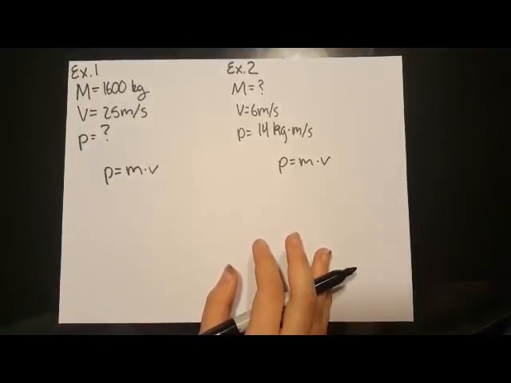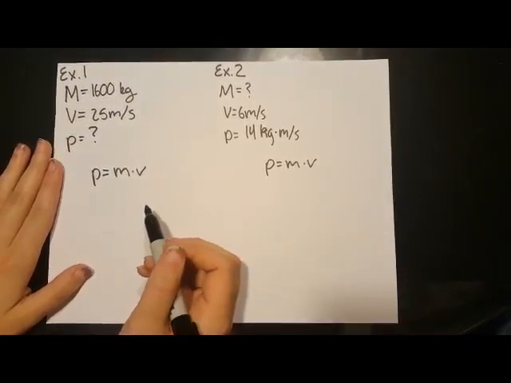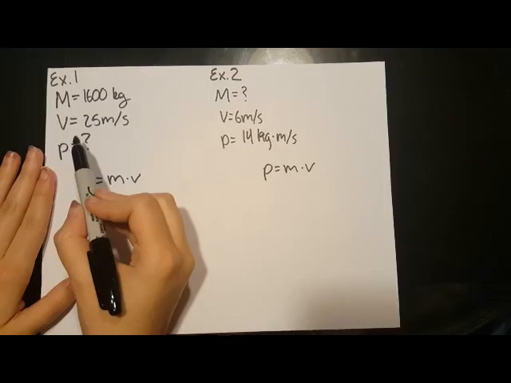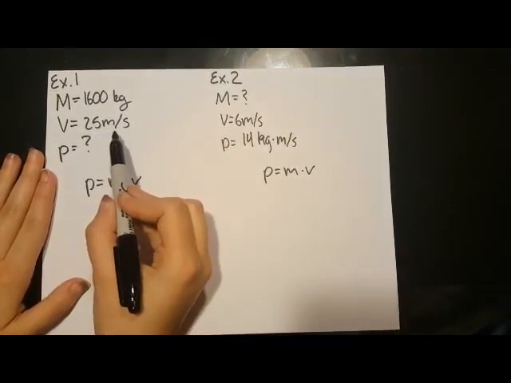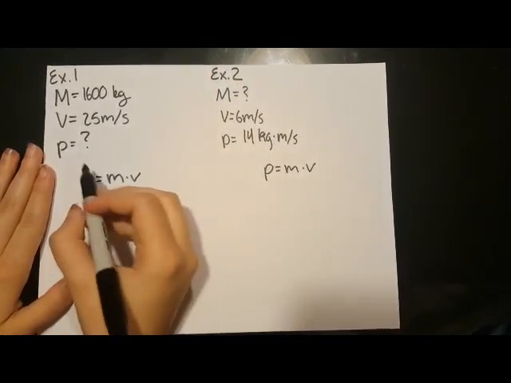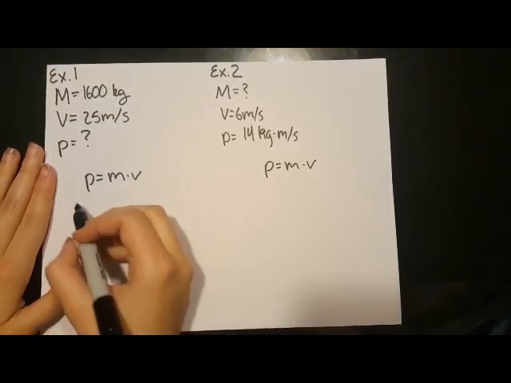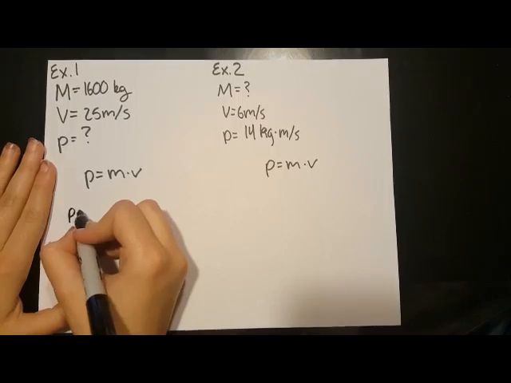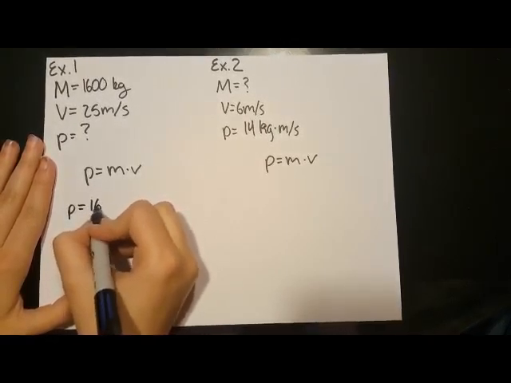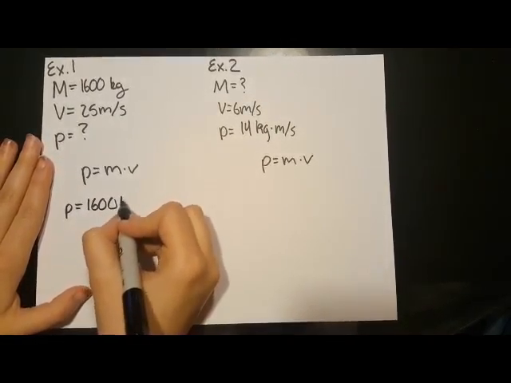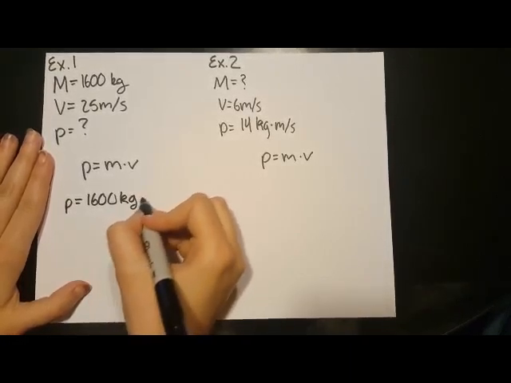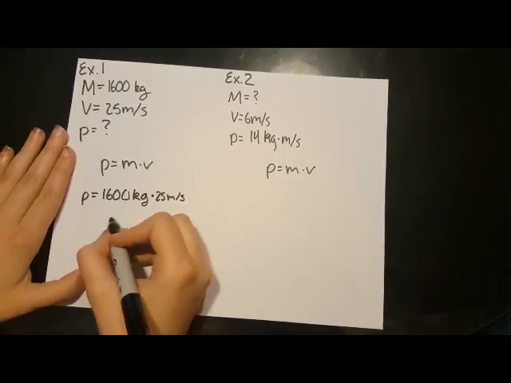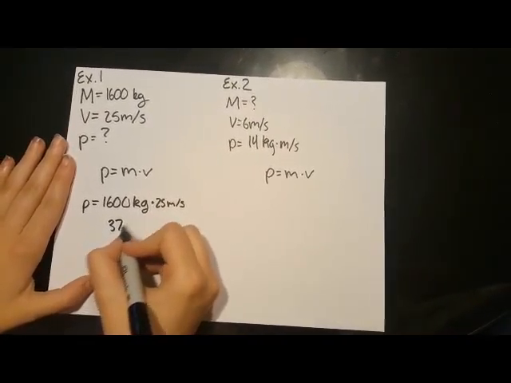Example 1. You have a car with a mass of 1,600 kilograms. The car is going at a velocity of 25 meters per second. What is the momentum of the car? So I've written the equation for momentum at the top. So all we have to do now is insert the numerical values. So it goes as follows: 1,600 kilograms times 25 meters per second, which equals 37,500 kilograms times meters per second.